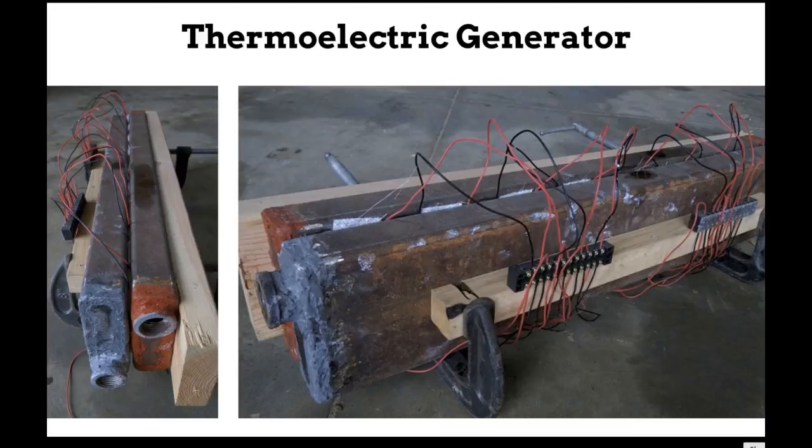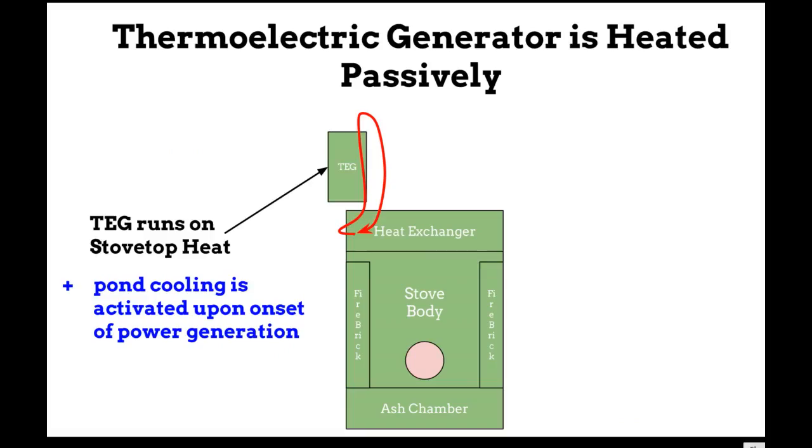As far as the thermoelectric generator goes, we have a machine for producing electricity off the heat of the stove. The way that works, the thermoelectric generators will be placed on top of the stove, and it's fed by thermosiphon from the heat exchanger, and therefore the thermoelectric generator runs simply on stovetop heat, pumped without any pump. It's just convection or thermosiphon. And then we do have this being cooled by water from the pond. So once the power is being produced by the thermoelectric generator, that automatically turns on the pond cooling pump.